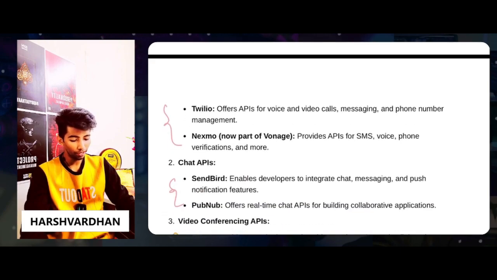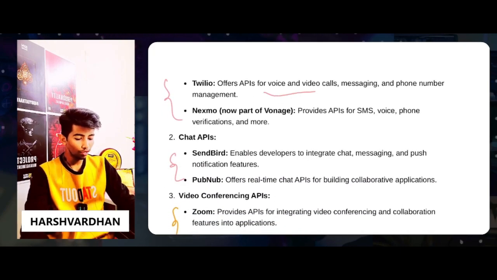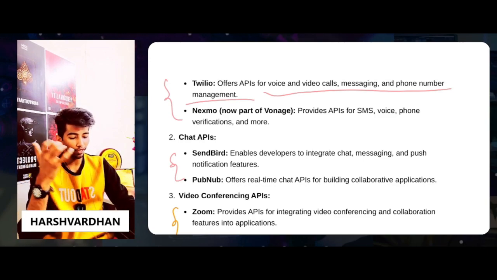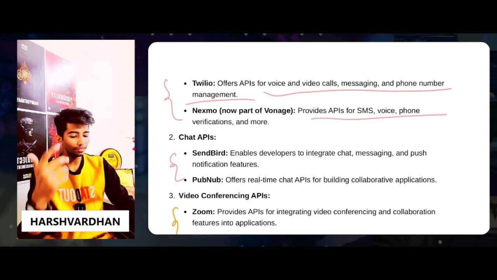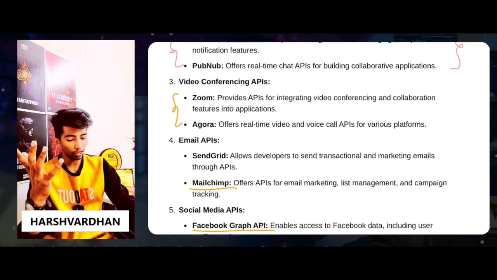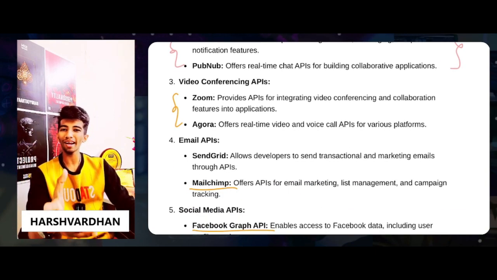Telephony API is there. Twilio offers voice and video calls, messaging, and phone number management. Like the OTP part when you log in to WhatsApp and so on, Twilio maintains that. Nexmo sends SMS, same as Twilio. Chat APIs are there, like PubNub and Sendbird, which send multiple messages together at one time, like WhatsApp marketing and all that stuff.